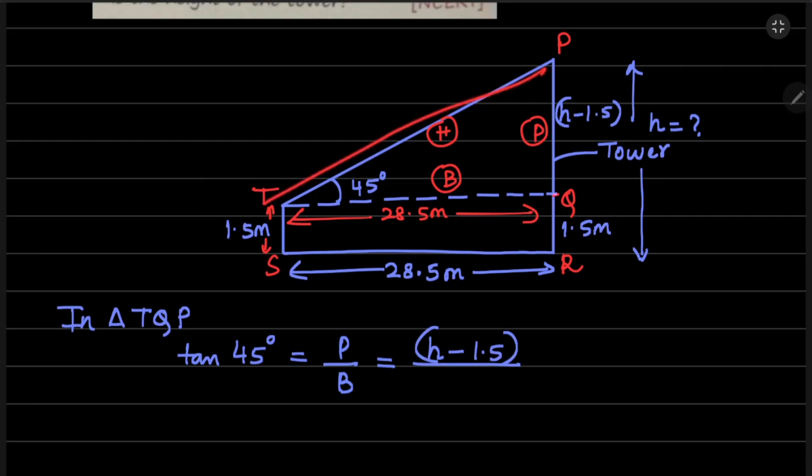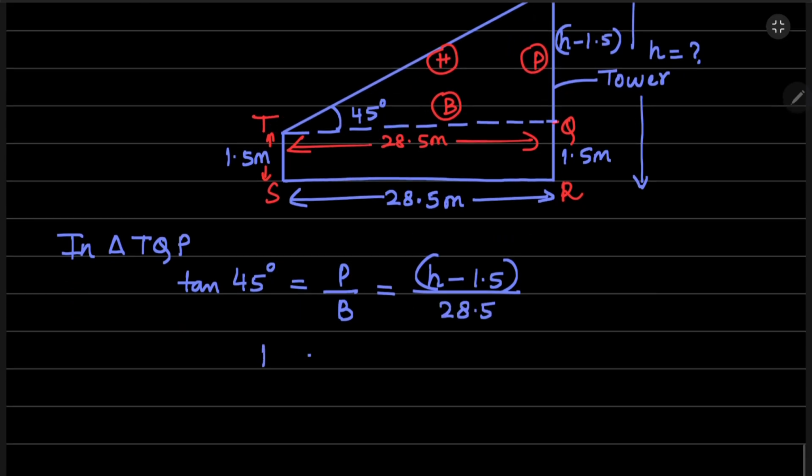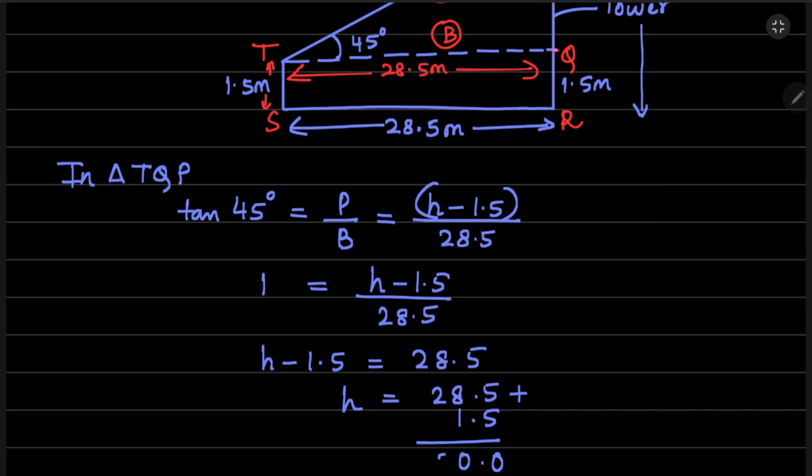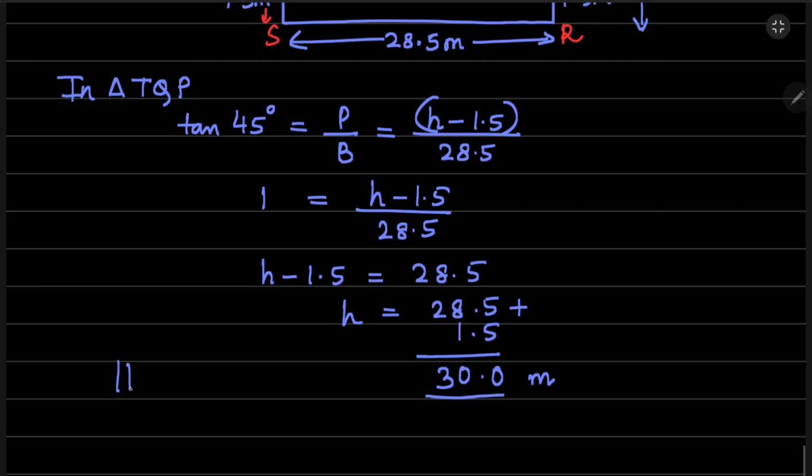See, look at this triangle. What is your base? 28.5. Okay, what is tan 45? It is 1. So 1 is equal to H minus 1.5 divided by 28.5. Cross multiply. What do you get? H minus 1.5 is equal to 28.5, and H is equal to 28.5 plus 1.5. So when you add, you will get 30 meters. That is the height of the tower.